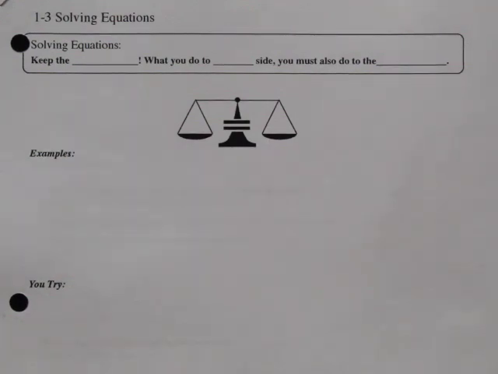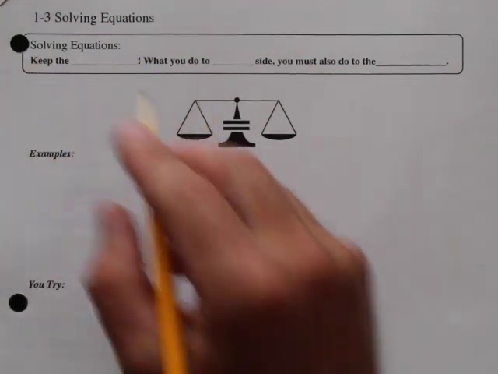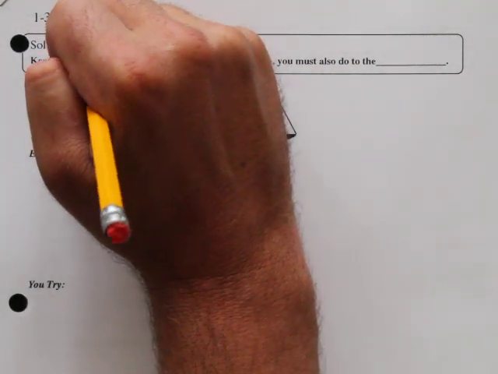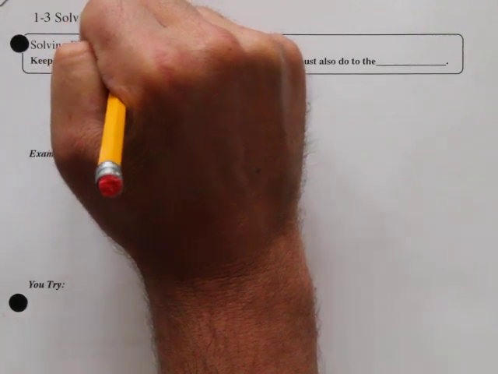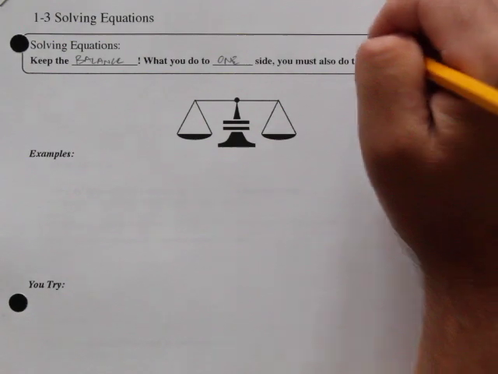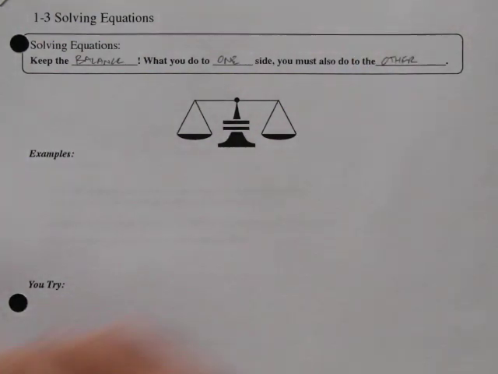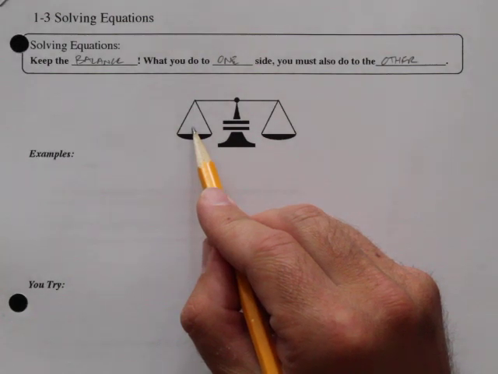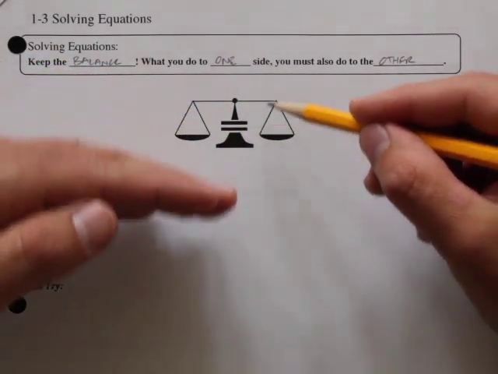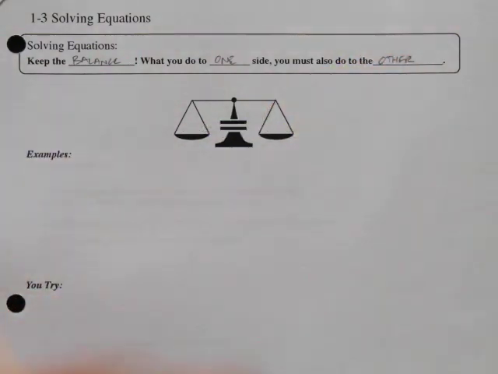So this section is fairly short as far as notes go. Solving equations. We are going to try to keep the balance. What you do to one side, you must also do to the other. So if you add 5 to this side, this thing is going to shift. You have to add 5 to this side so that the balance is maintained.